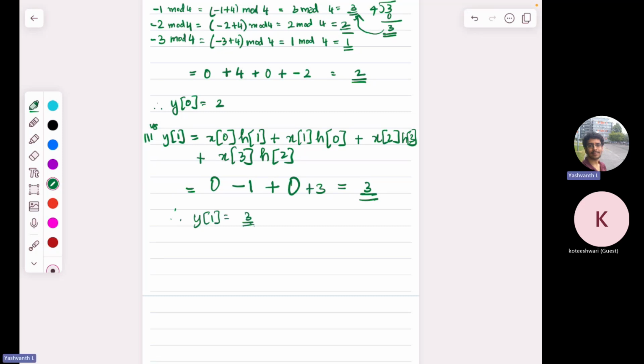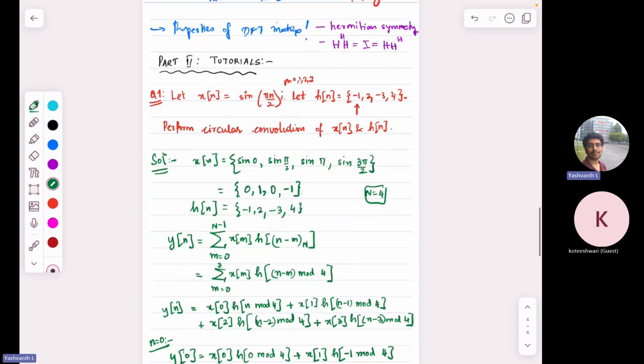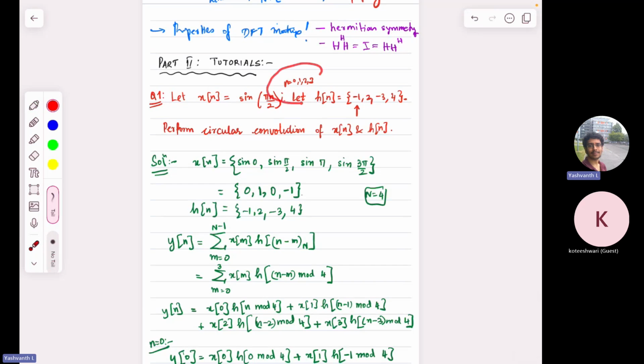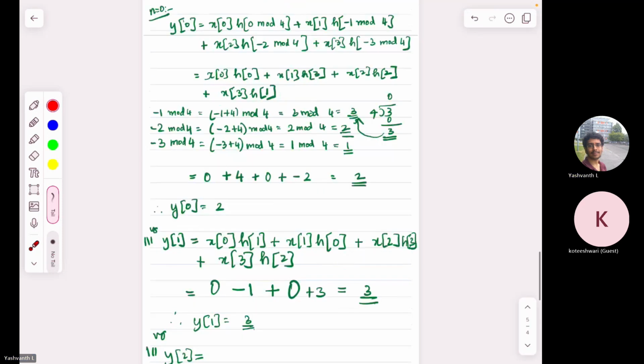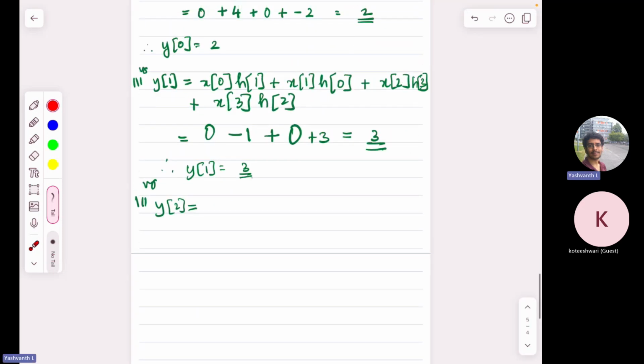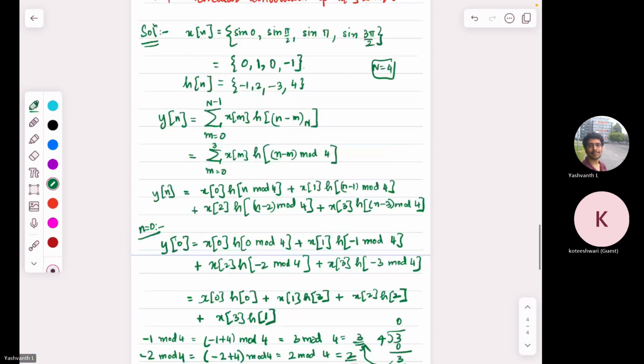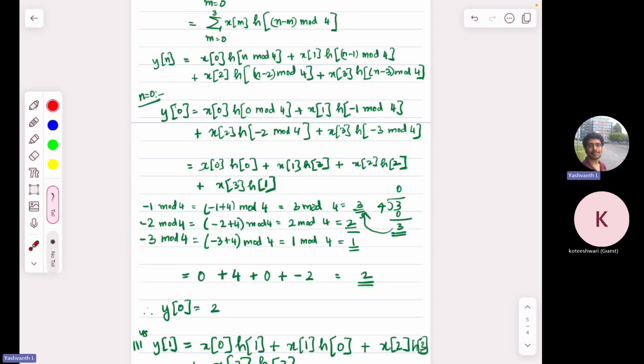Now, similarly, what is y of 2? We need to compute for how many y? It's asked for n equal to 0, 1, 2, 3. Therefore, y of n will also be for n equal to 0, 1, 2, 3. We have computed 0 and 1; 2 and 3 we will compute now. So what is y of 2? If you go back here, just put n equal to 2. So 2 mod 4 is basically h of 2.